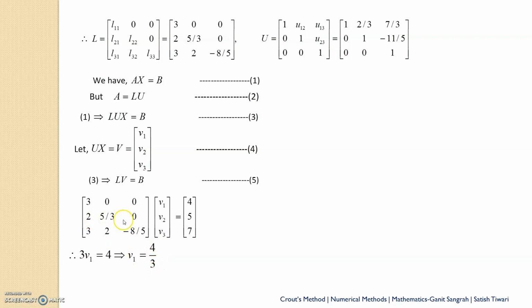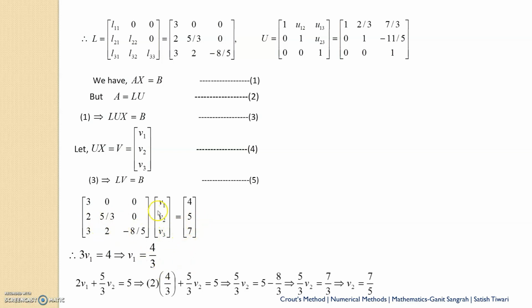Now consider the second row, multiply this with V1, V2, V3, equate to 5. So we will get here 2V1, 5 by 3 V2, and 0 V3. Now putting the value of V1 here as 4 by 3 and just compute, we will get the value of V2, and that value of V2 is nothing but 7 by 5. Now we got here the value of V1 and V2.